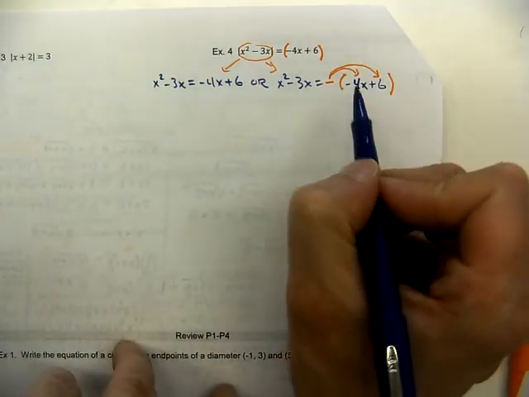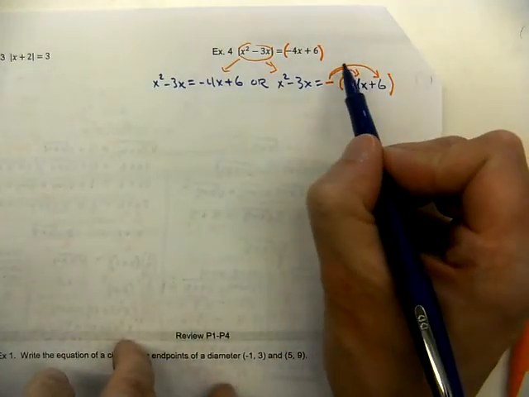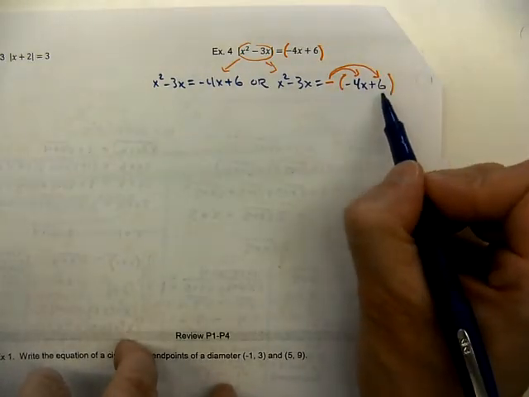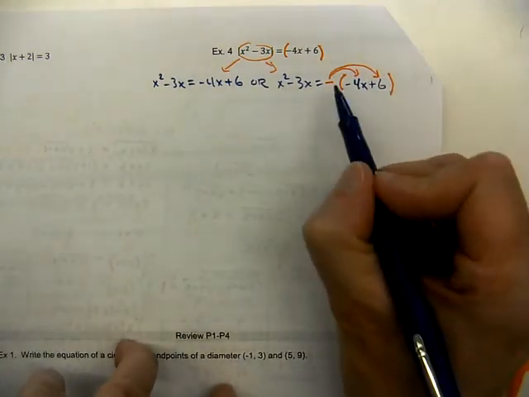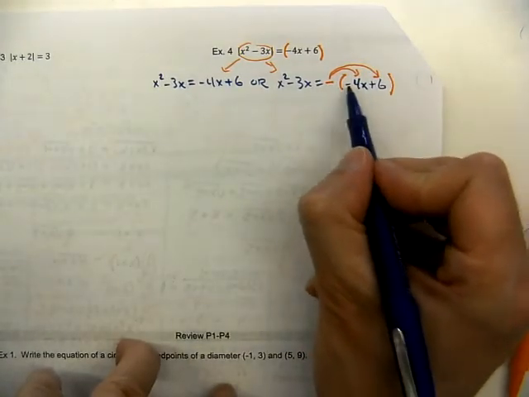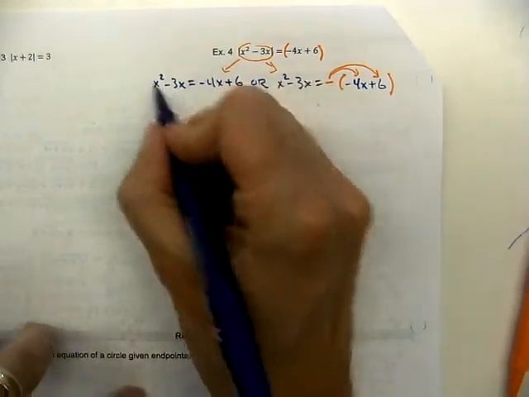So be careful here. A common mistake is that I'll see students just change the sign on the first term and they won't change the sign on the next term. You have to change the sign on every term. So that's why I'm saying it's the opposite of each of these. Let's solve this first quadratic.